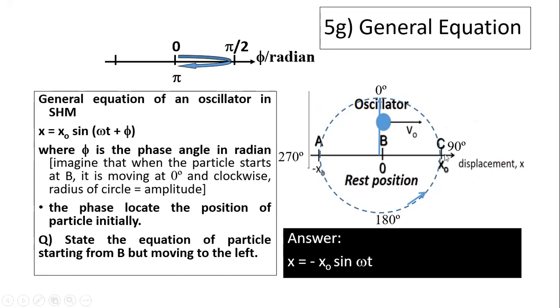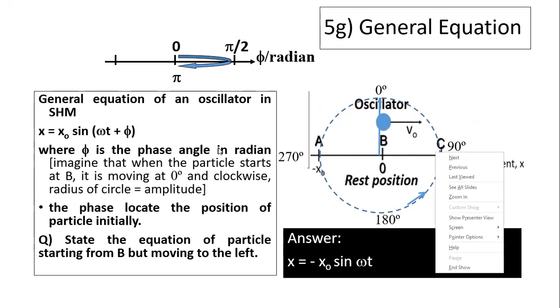So if it's cos, then the pointer has to start from here. Then go clockwise, if this is a cos graph. If it starts from sine, you can use this one, no? It starts from zero, you want to find the angle phi, that phase. Right? If you start from here, it's 90 degrees, no? So sine omega t plus 90 degrees if you start from here. That's right.